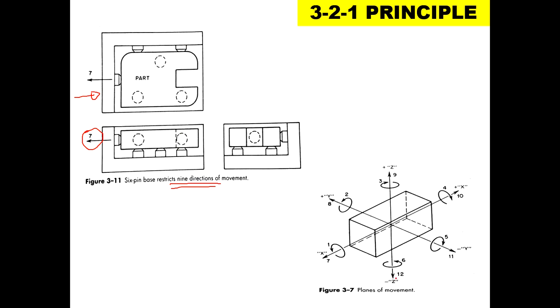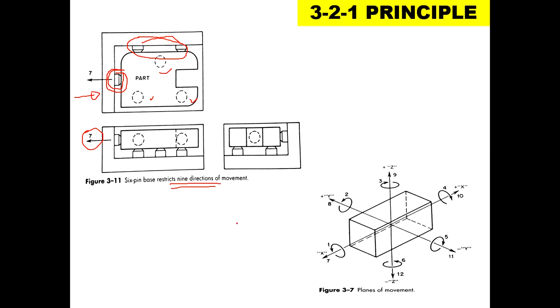Now as we know, we have total 12 degrees of freedom. Now what about the remaining 3 degrees of freedom? With this 3 to 1 principle, we use 3 pins at the base, 2 pins on one side and 1 pin on another side. So total 9 degrees of freedom will be restricted. Initially with the 3 pins we restrict 5 degrees of freedom. With these 2 pins we restrict 3 more, so 5 plus 3, 8, and with this 1 we restrict 1 degree of freedom, that is number 7. So total 9 degrees are restricted.